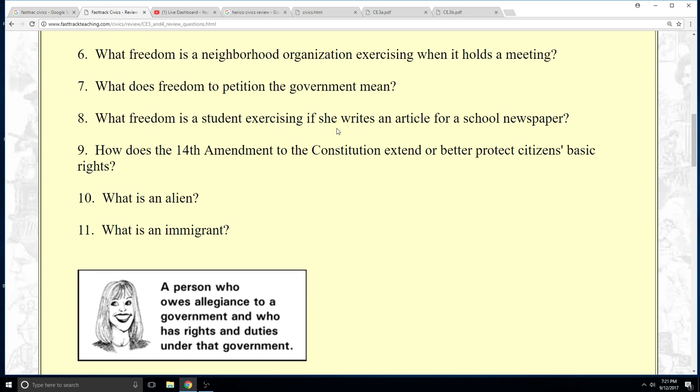Some of the tests is multiple choice, some of it might not be. So, number 6, they're meeting, they're getting together. Chase is right, it's assembly. So number 7, what is number 7? Can anybody explain it to me?